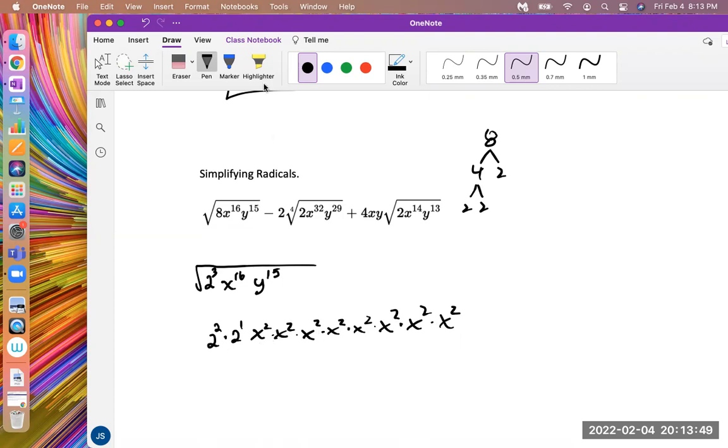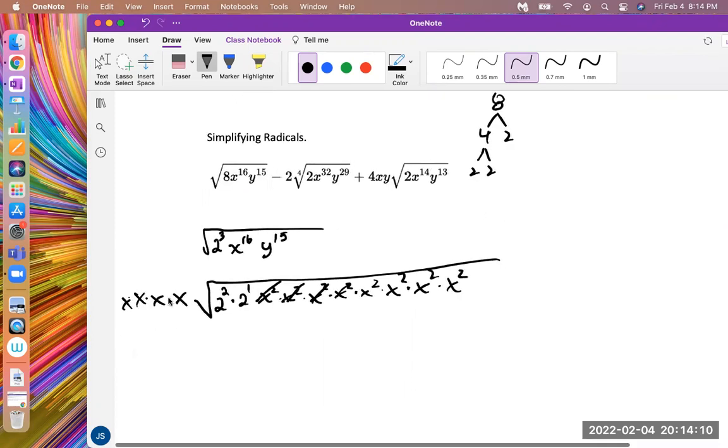So for every one of those x squareds, this is going to become a 1x on the outside. And then this one becomes a 1x on the outside. And this one's going to become 1x on the outside. And that one becomes 1x on the outside. And so you can see that really to figure out how many x's belong on the outside, I just have to figure out how many x squareds are in x to the 16th. And I really just ask how many 2's are in 16.